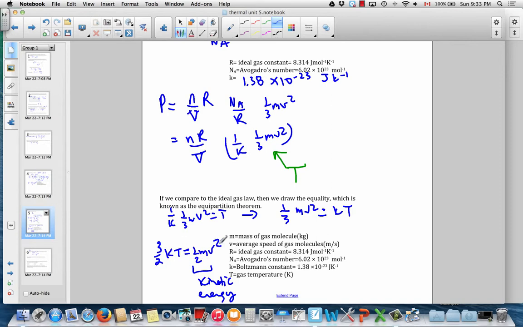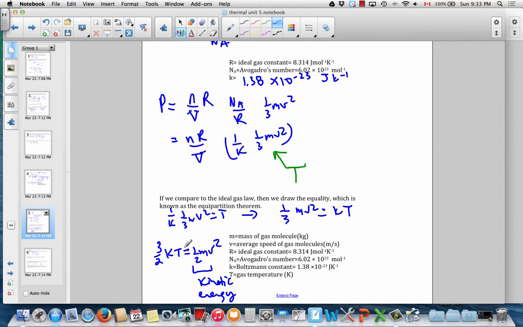And then since kinetic energy depends on speed, that tells you that the temperature of the ideal gas determines how quickly the molecules are moving. Now, this is actually the average molecular speed. So the temperature determines the average speed. We'll see in our next class that there's actually a distribution of speeds. You don't have just one speed, you have a whole bunch.